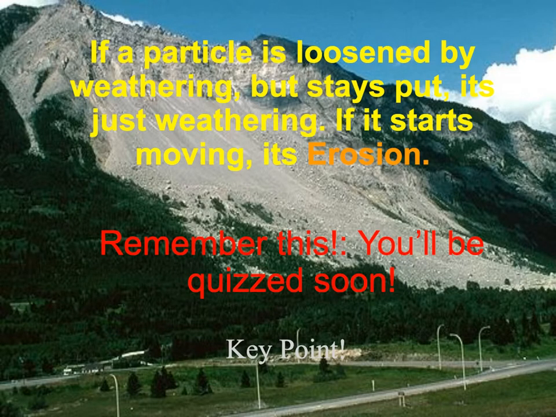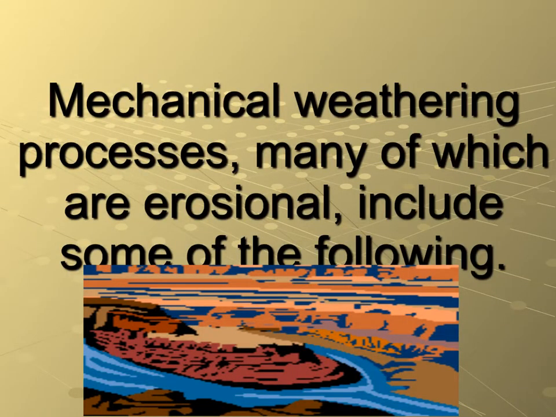Point of clarification here. Ding, ding, ding. If a particle is loosened by weathering but stays put, it's just called weathering. If it starts to move, though, it's called erosion. Weathering breaks it down, erosion moves it out. And as you learn more and more about it, you'll realize that mechanical weathering and erosion can be a little bit confusing sometimes. Mechanical weathering processes are also erosional.